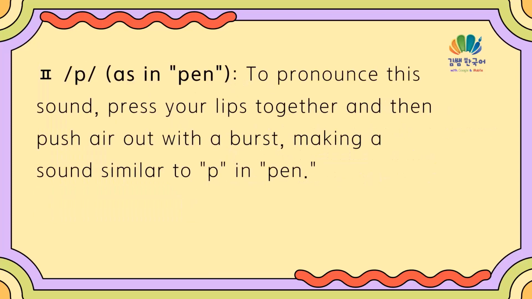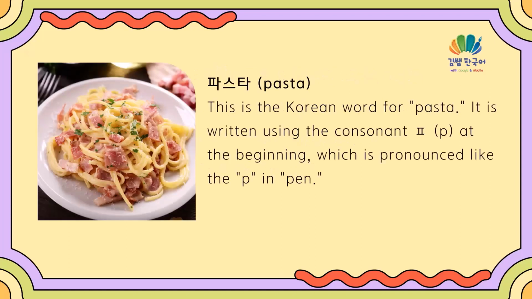In top, 피읍, P as in pen. To pronounce this sound, press your lips together and then push air out with a burst, making a sound similar to P. In pen, pasta. This is the Korean word for pasta. It is written using the consonant P, P, at the beginning, which is pronounced like the P.